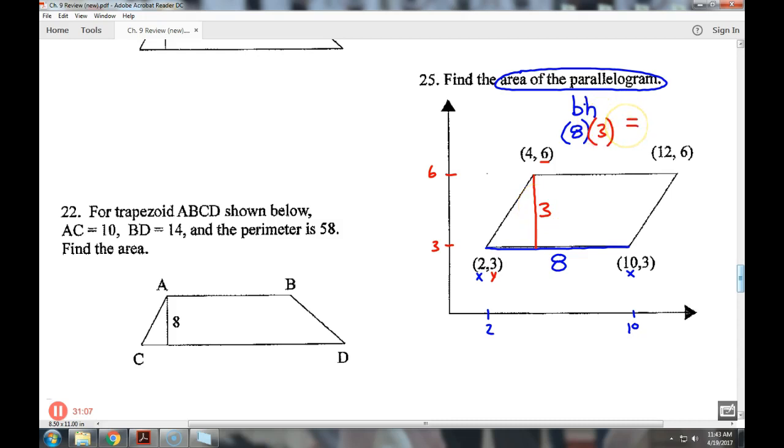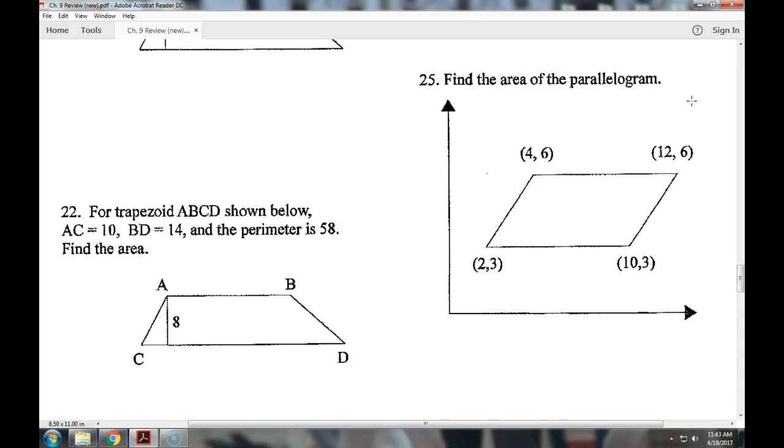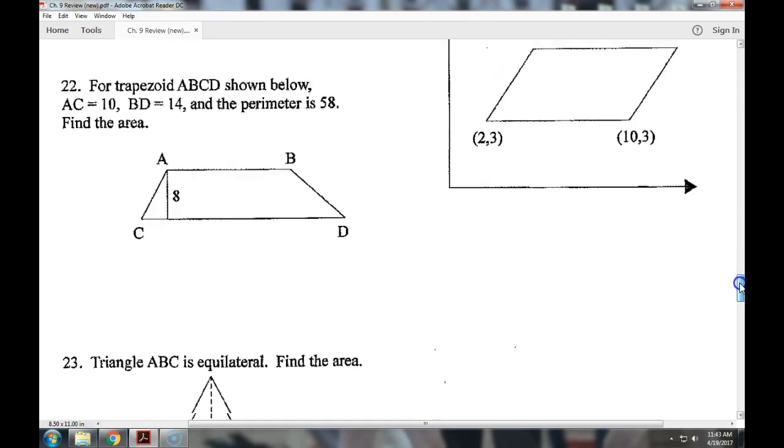And now we can get our answer. Base times height is 24. So the area of that parallelogram there is 24. Move on down.